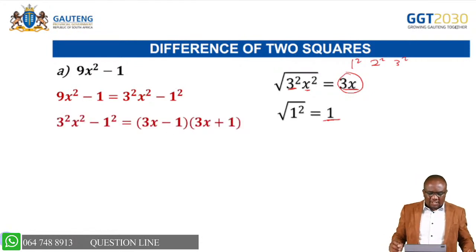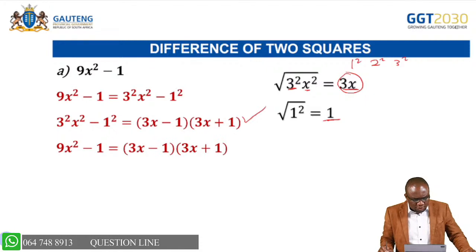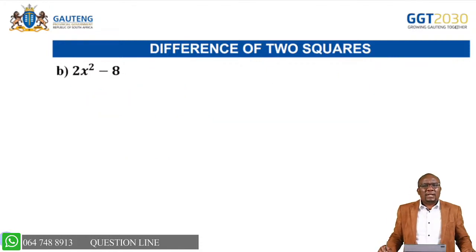Good. So now, please mark that. So we have factorized the difference of two squares. Please mark that. If you want to do corrections, do the corrections. And then we move on to the second one.